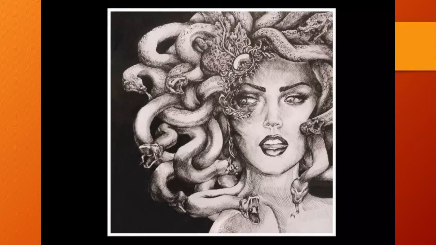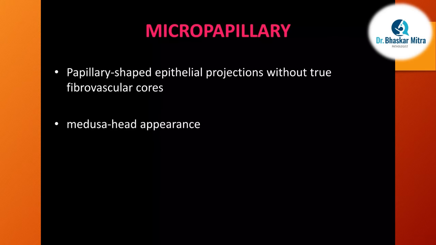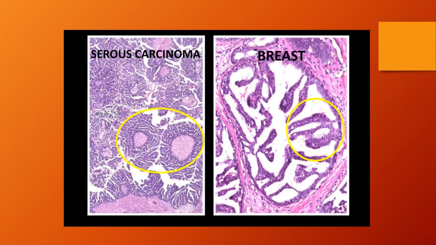We all know these ancient figures, and we find many similarities in medical science. This is the head of Medusa. Here we can see small elongated snakes coming out of the head, all with their bases attached to Medusa's head. So it's a Medusa head appearance, what we call the micropapillary. Next, this is the micropapillary architecture.